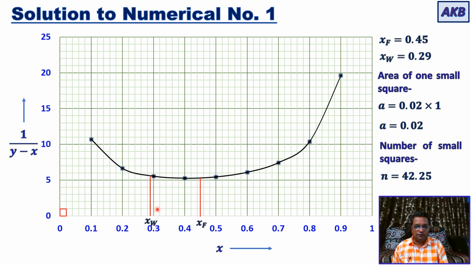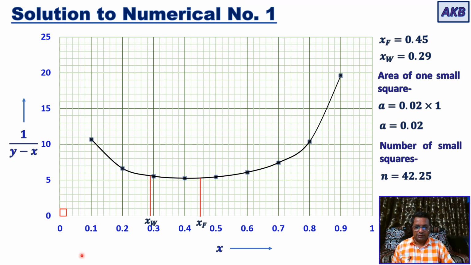So I have got 5 lying within this region, 2.5 lying within this region, and another 2.5 lying within this region, so that is total 5. And then I have calculated all the remaining blocks, so that comes out to be 42.25. You can calculate it, you can check it. The idea is you need to count the number of small blocks. So the number of small blocks into the area of each block will give you the total area under the curve between the limits xw and xf.